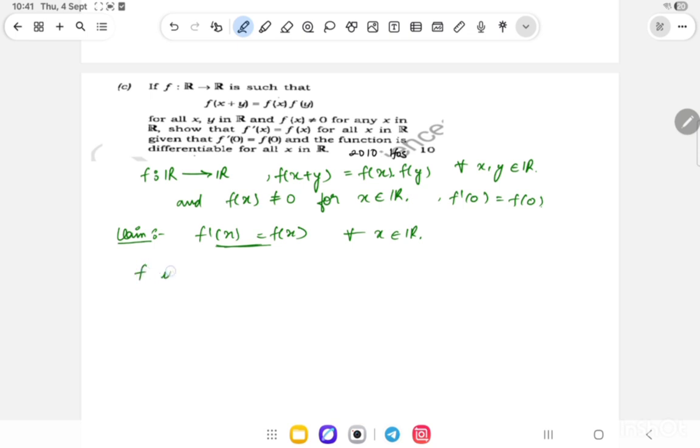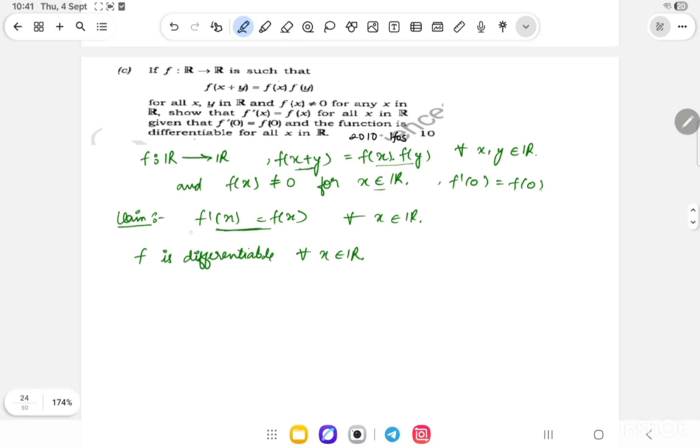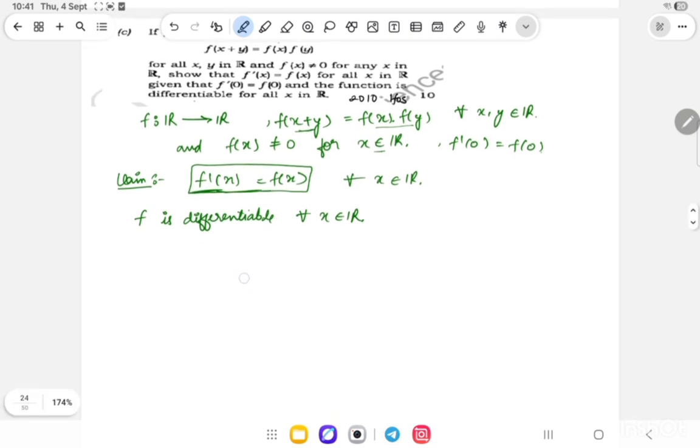So it is given that my function f is differentiable for all x belongs to R. In the question they have given us a function f from R to R which is differentiable for all x belonging to R, and also the function f satisfies a certain property, that is f of x plus y is equal to f(x) into f(y), and the function is taking non-zero values for all values of x, and f dash of 0 is equal to f of 0, and we are supposed to prove that f dash x is equal to f(x) for all x.